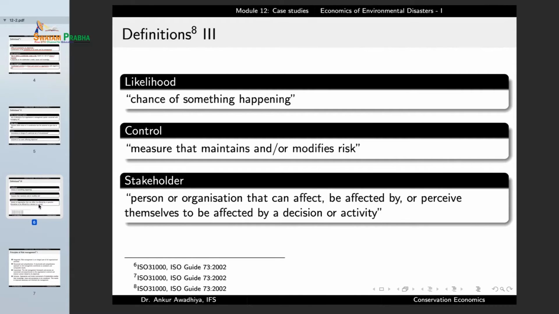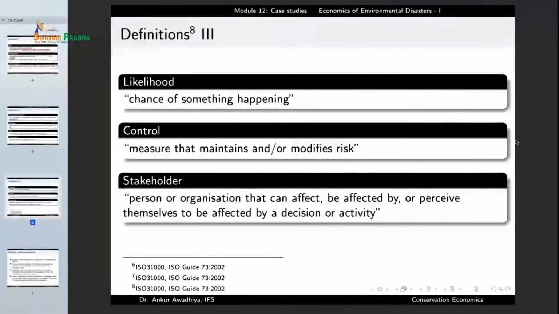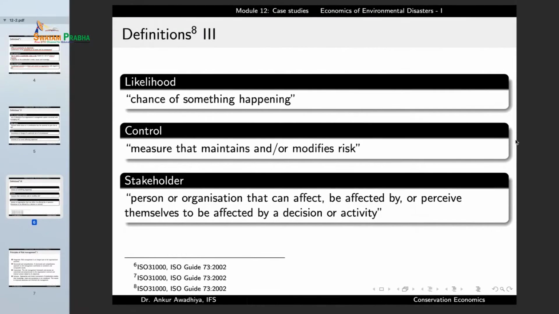Then we have likelihood. Likelihood is the chance of something happening. If you live in an area where you have a river, then there is a likelihood that there could be a flood. If you live in an area that is very dry and perhaps it rains just a few millimeters in a year, then probably the likelihood of having a flood is much less. So, likelihood is the chance or the probability of something happening.